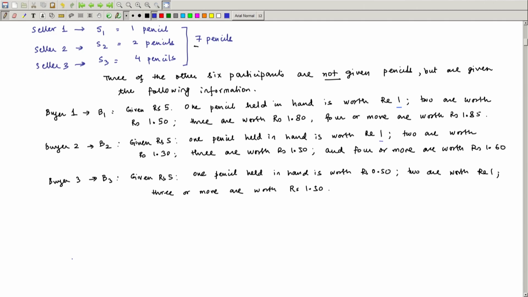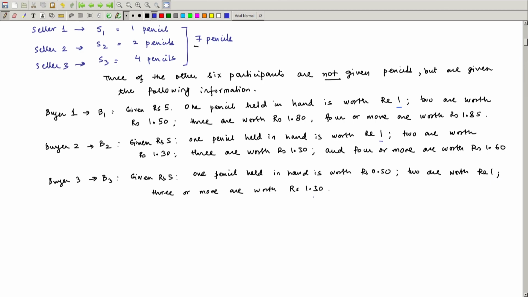And now let us look at buyer 3. So, for buyer 3, 1 held in hand is worth 0.5. So, his net gain is 0.5 minus 0.5, which is 0. 2 are worth 1. So, I pay 1 rupee, 2 times 0.5, to get something which is worth 1. So, the net gain is still 0.